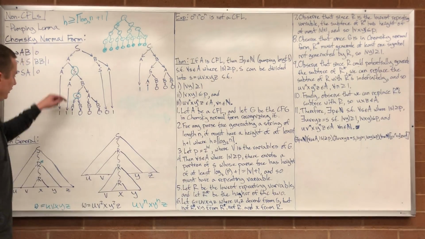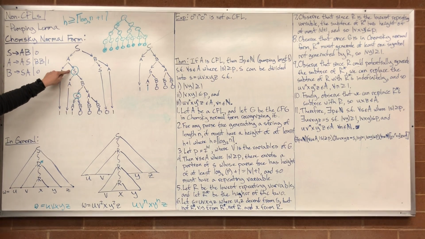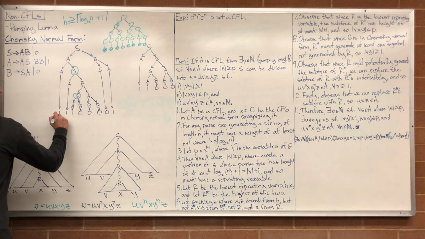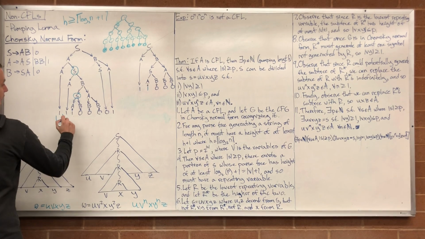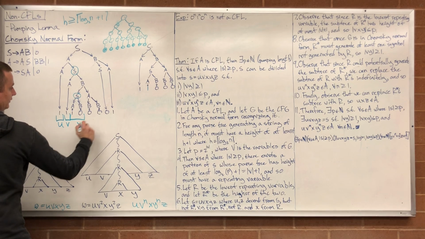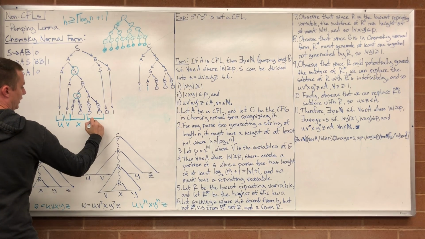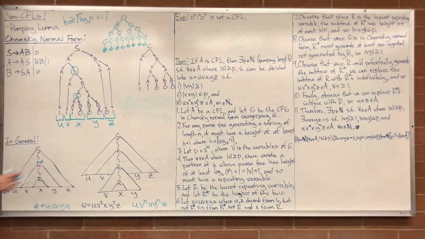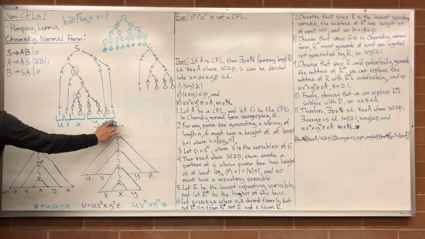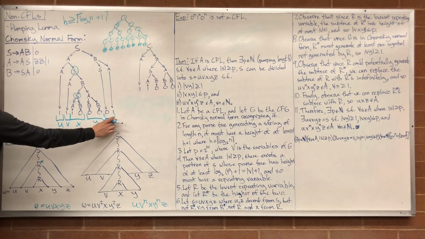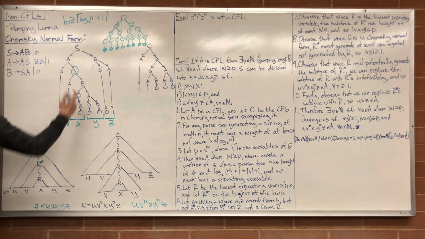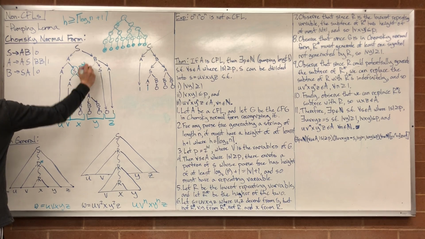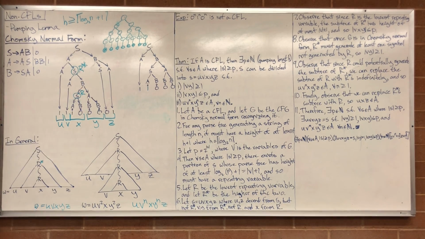Looking at our example up here, if we think about S as our repeating variable, then this right here is U, this right here is V, this right here is X, this right here is Y, and this right here is Z. This had our start variable as an ancestor, but not this S. So this we're calling our R star, and this we're calling our R. This portion had S, but not the others.